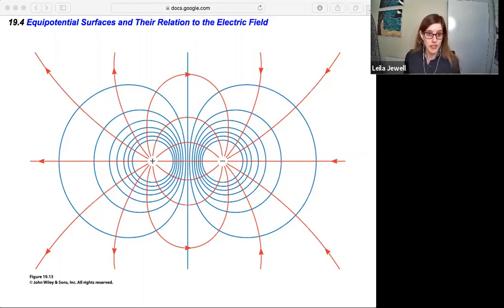So that's what the equipotential surfaces and the electric field lines look like for a positive and negative charge, which is also known as a dipole when you have a single positive and negative charge. What about if we have a parallel plate capacitor, right? Two plates with opposite charge.